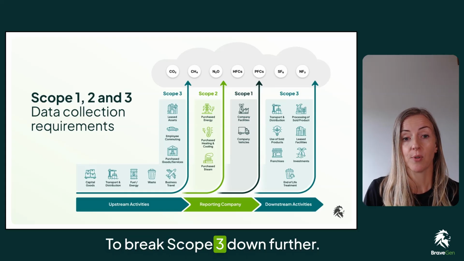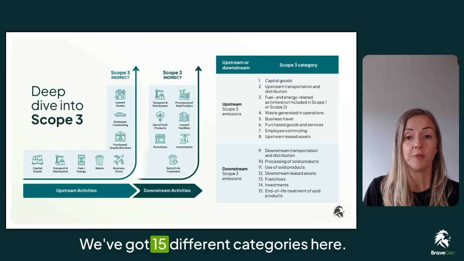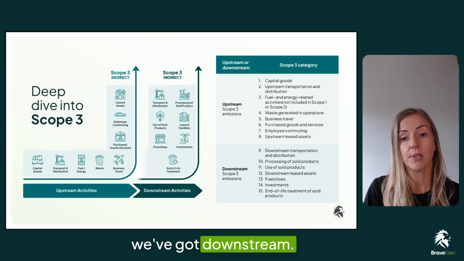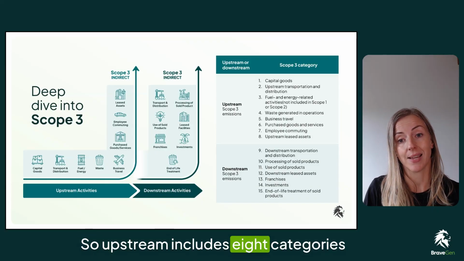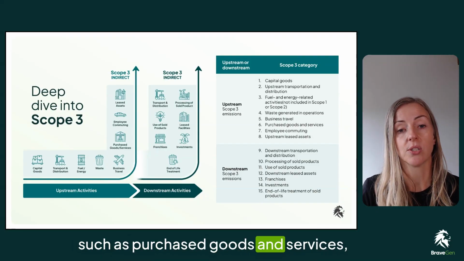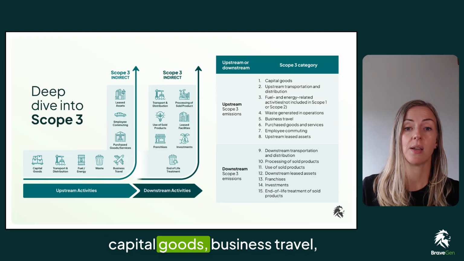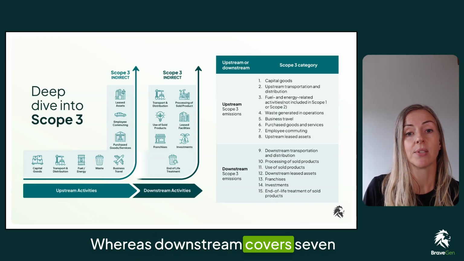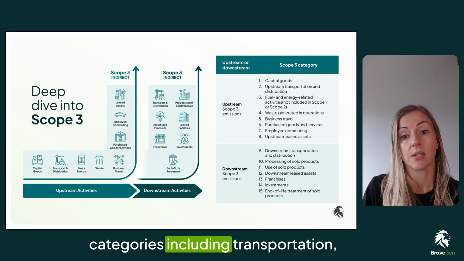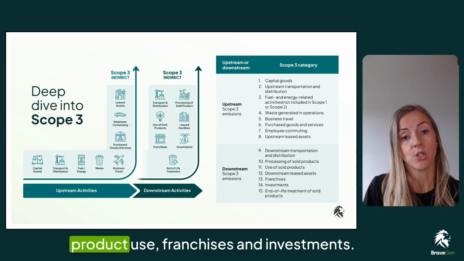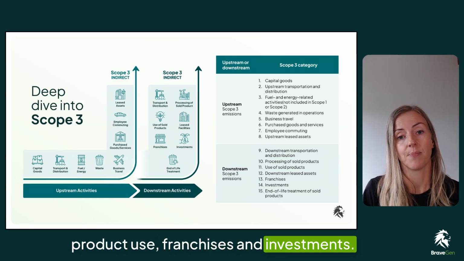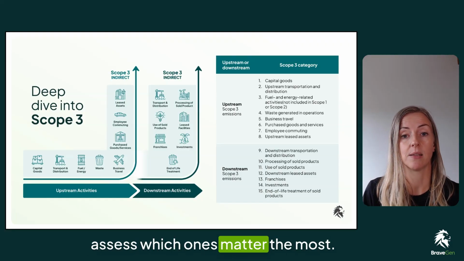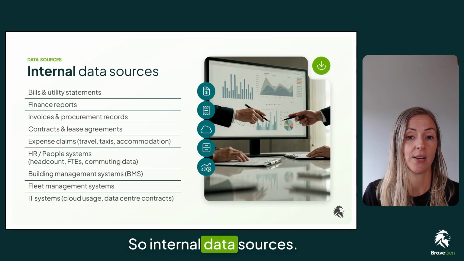To break Scope 3 down further, we've got 15 different categories here. We've got upstream and we've got downstream. So upstream includes 8 categories, such as purchased goods and services, capital goods, business travel, employee commuting, and waste, whereas downstream covers 7 categories, including transportation, product use, franchises, and investments. So not all of these will be material for your business, but you will need to assess which ones matter the most.